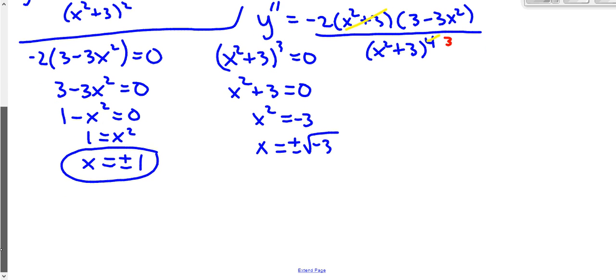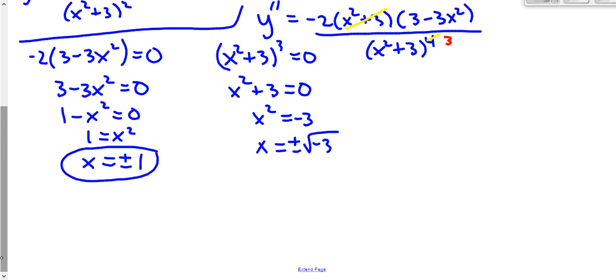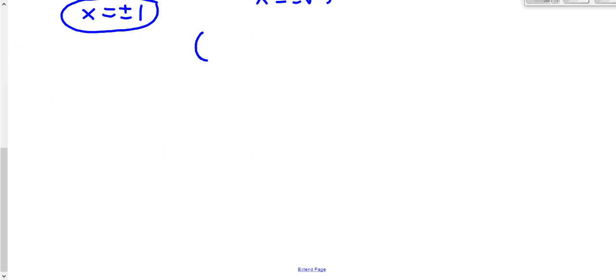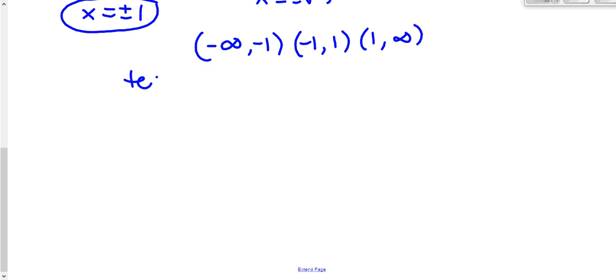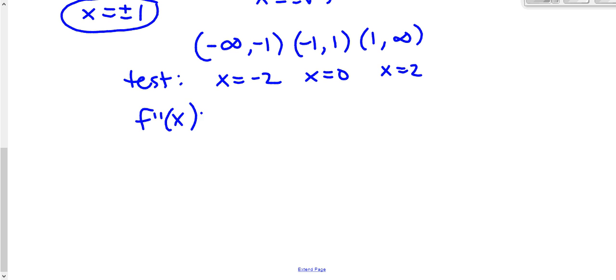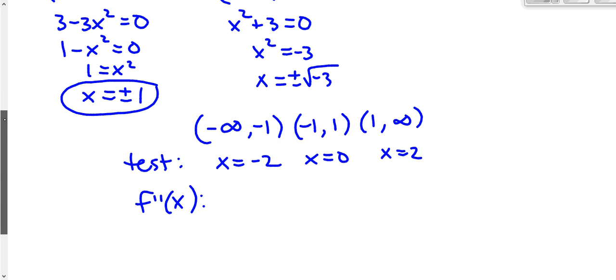So we're going to use those to break the number line into intervals. And we have negative infinity to negative 1. We have negative 1 to 1. And we have 1 to infinity. And we want to pick a number in each interval to test it. So let's pick negative 2, 0, and 2. And we want to test those into the second derivative to see if we get a positive or a negative, because that will tell us the concavity.